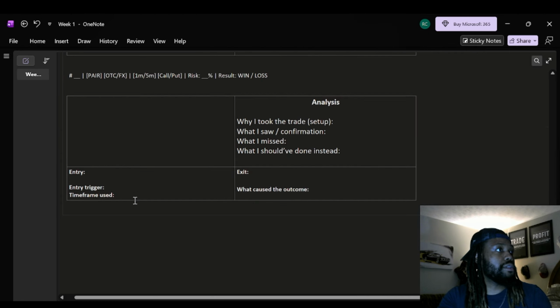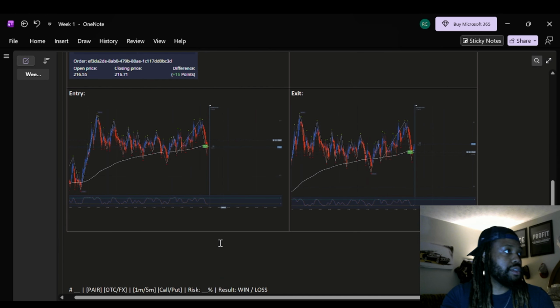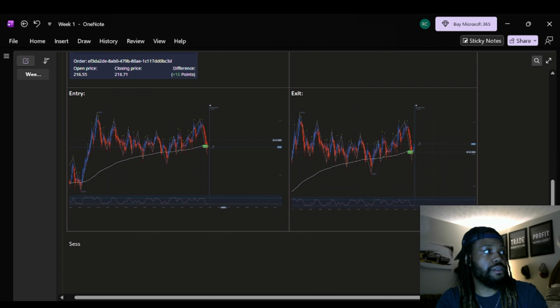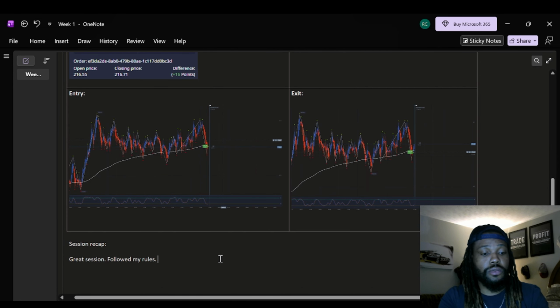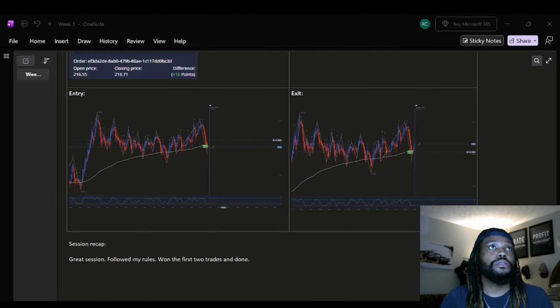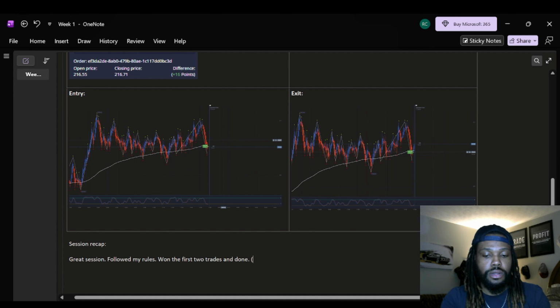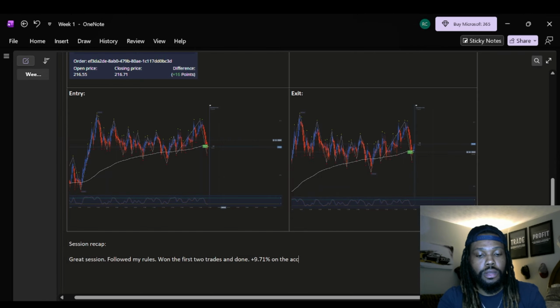And I'm gonna keep my little template for the next session. But I do want to do a little session recap. Great session. Followed my rules. Won the first 2 trades and done. 9.71% gained on the account. Great session. You feel me?